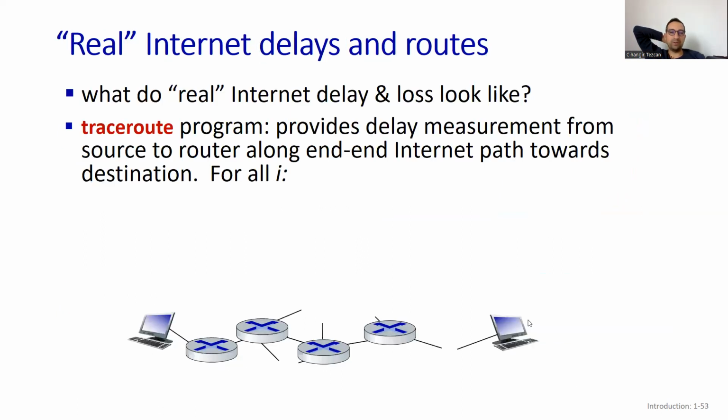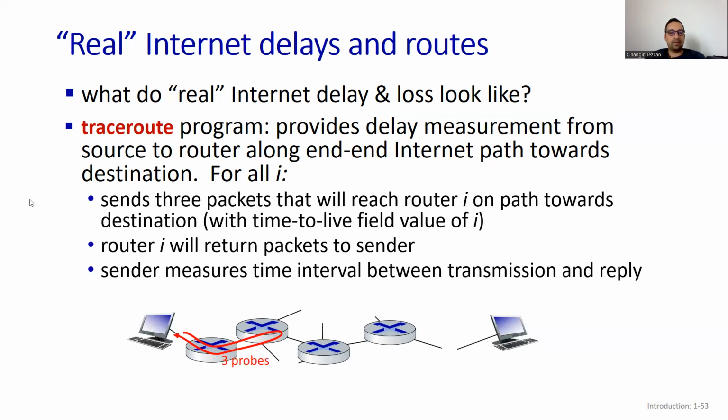So here's the analogy also with pictures. Real internet delays and routes. What do real internet delay and loss look like? The traceroute program provides delay measurement from source to each router along the end-to-end internet path towards the destination. For all i, it sends 3 packets that will reach router i on the path towards the destination with a time-to-live field value of i. Router i will return packets to the sender. The sender measures the time interval between transmission and reply. So assume that there are 20 routers between the source and the destination. You will send 20 times 3, in other words, 60 probes. You send these special packets to the routers, and the routers answer you back. So you measure how many milliseconds it took from sending the message to receiving the reply.